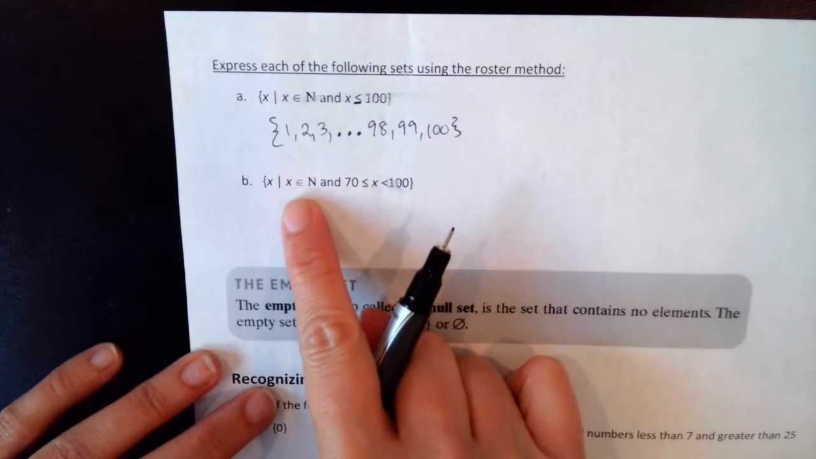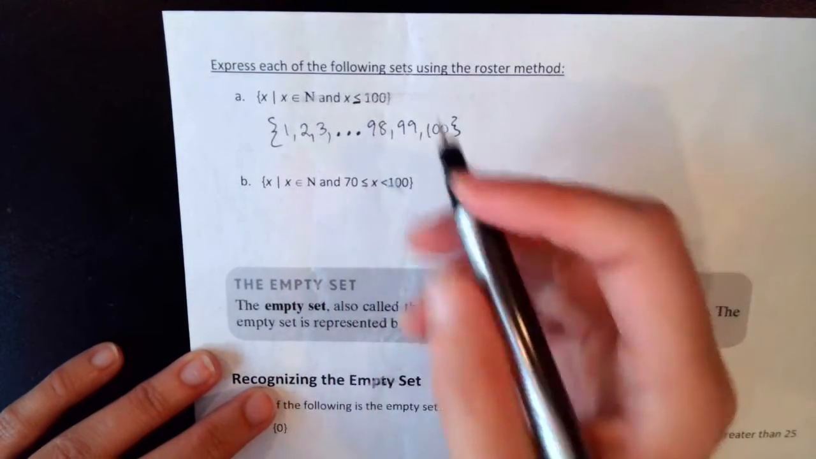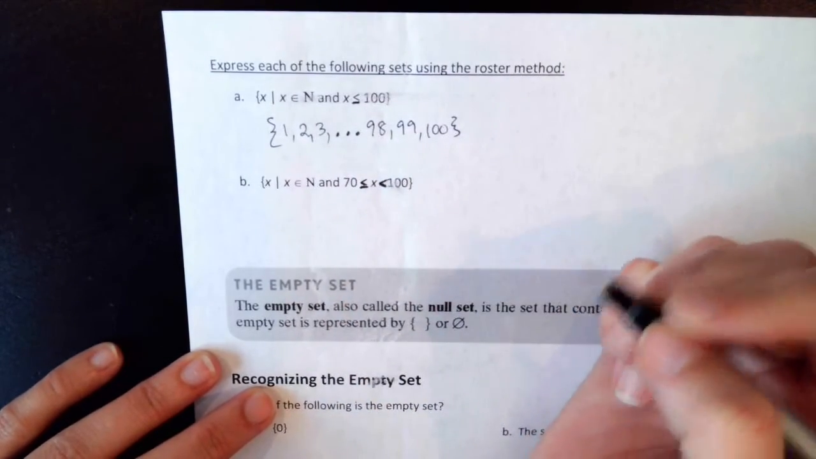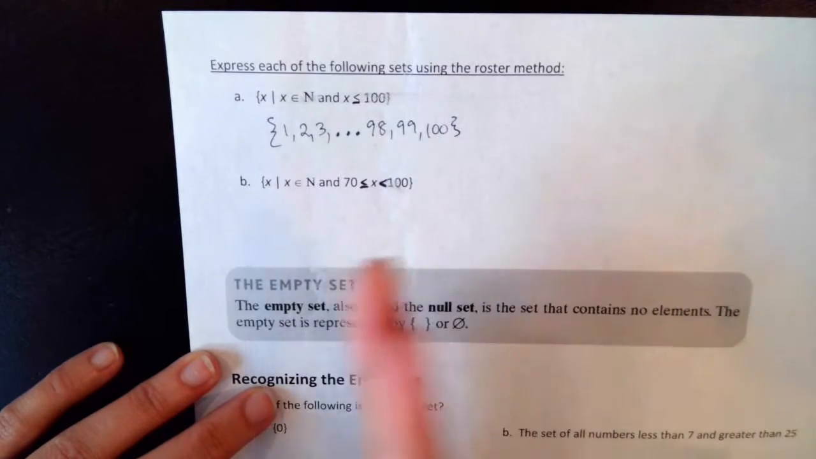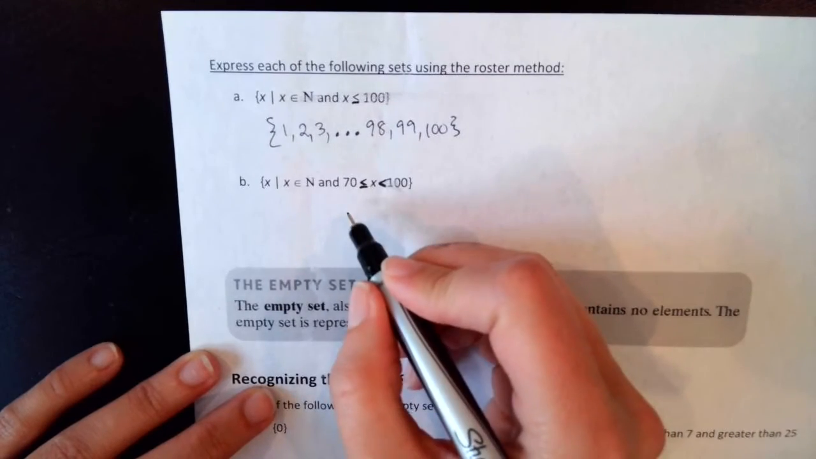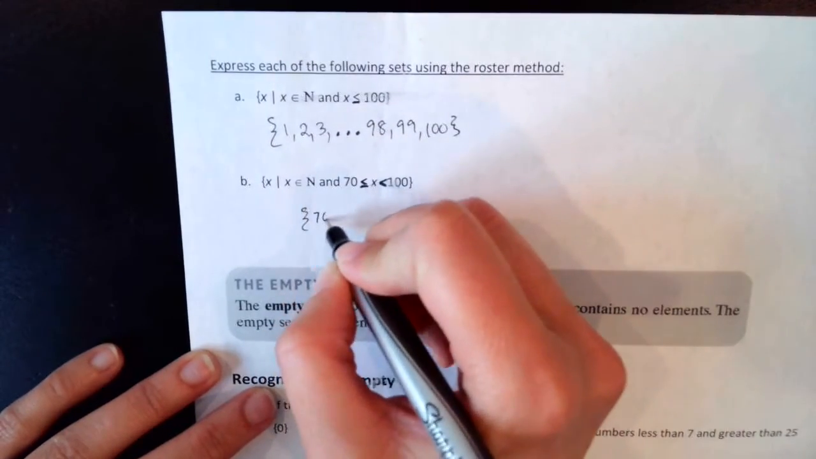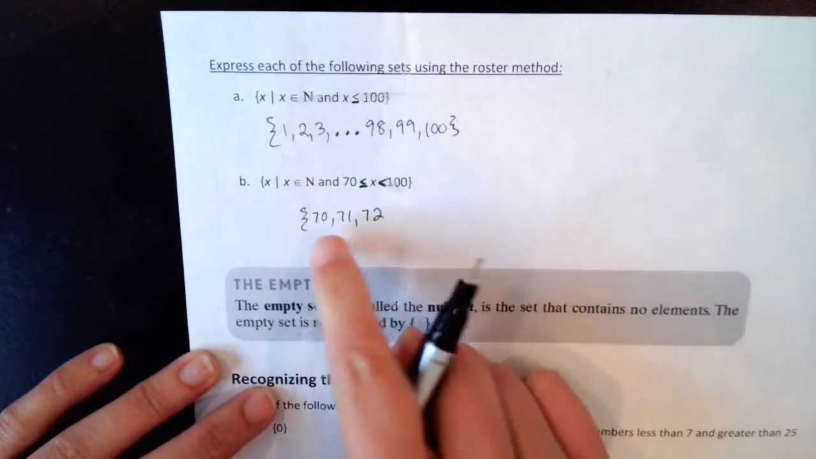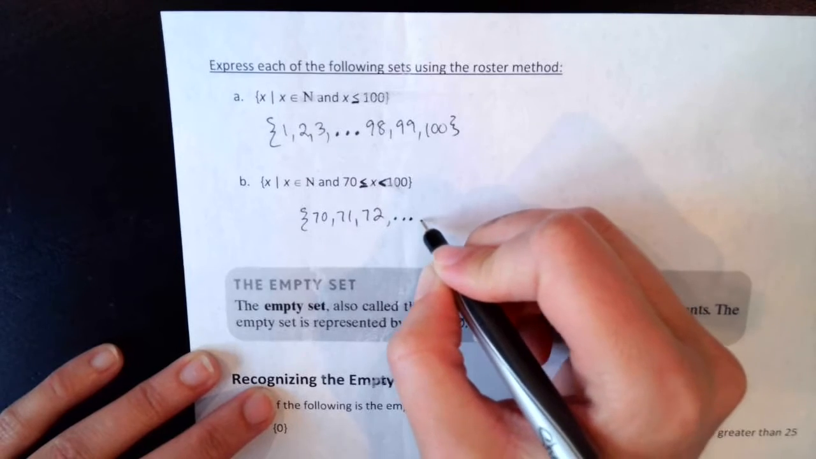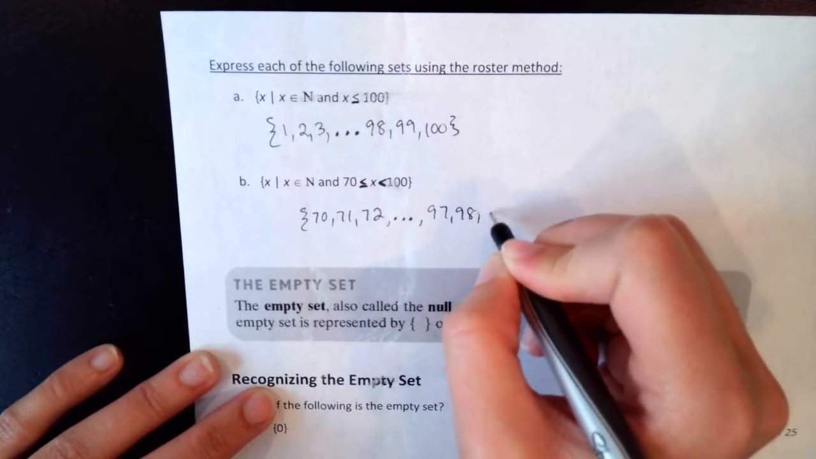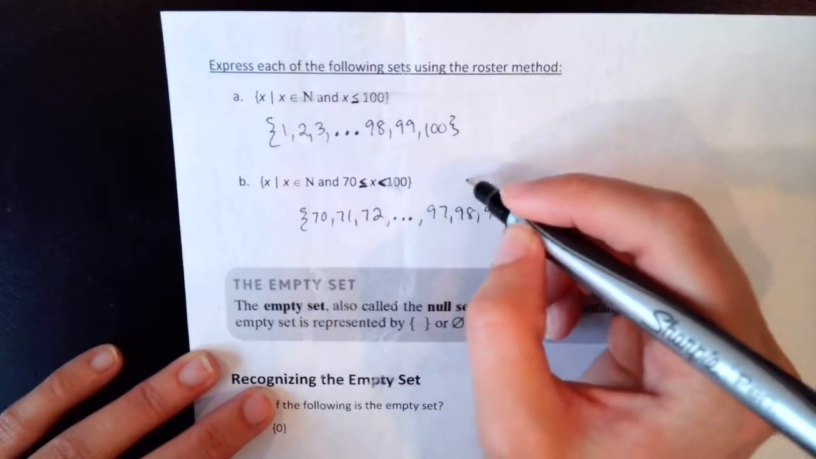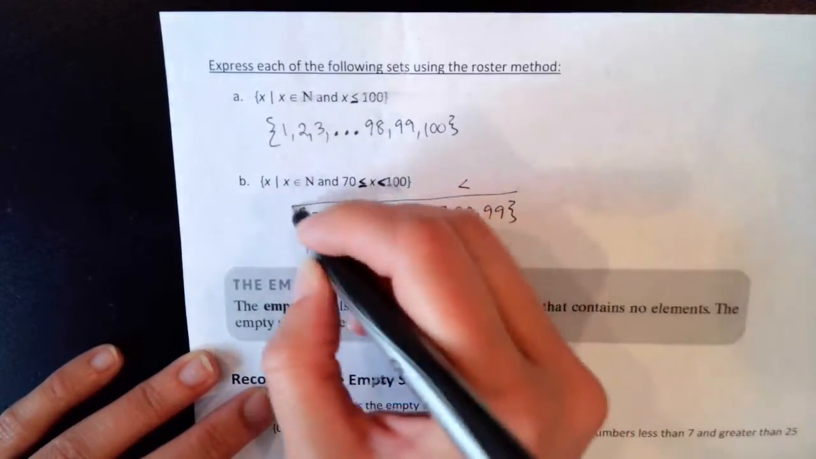Okay, this one is natural numbers, but I'm in between 70 and 100. The 70 has a line underneath and the 100 does not have a line underneath. So stop before you start writing and think, what's the smallest number you're going to write and what's the biggest number you're going to write. If you said the smallest number was going to be 70, you are good. So 70, 71, 72, get your pattern started. And then dot, dot, dot. And then 97, 98, 99. We're not including 100 because it doesn't have a line underneath the symbol. It just has a less than, so I don't include the 100.